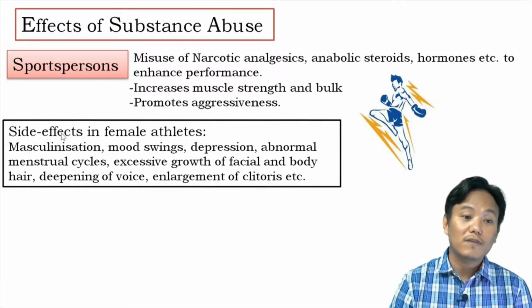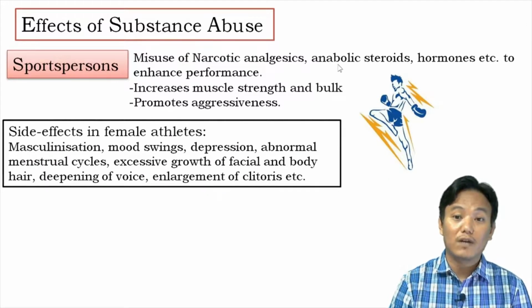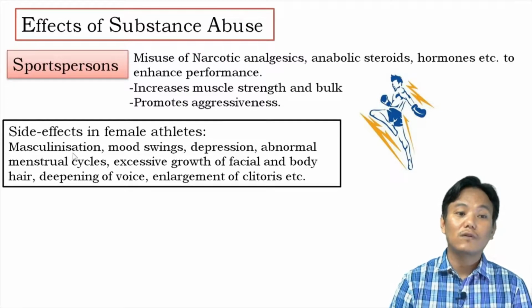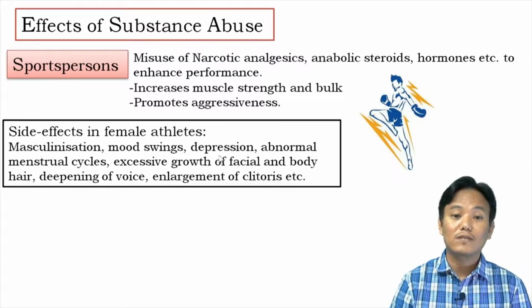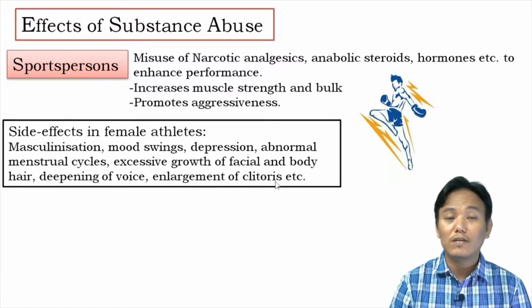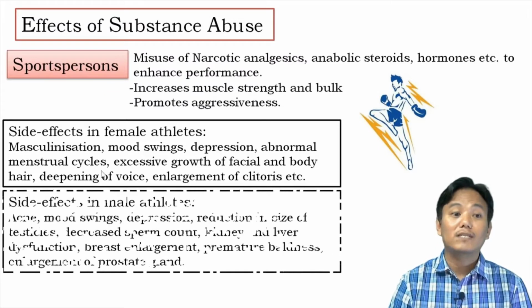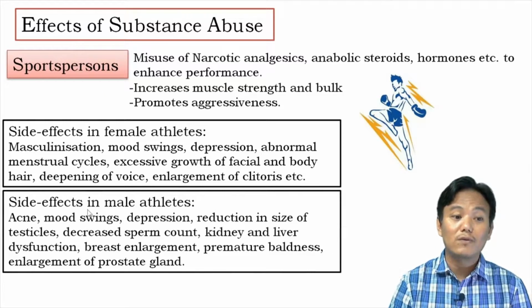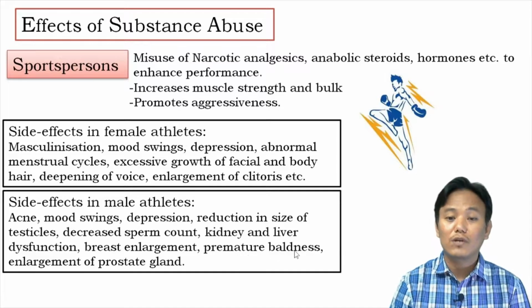Side effects in female athletes by misuse of anabolic steroids include masculinization, mood swings, depression, abnormal menstrual cycle, excessive growth of facial and body hair, deepening of voice, enlargement of clitoris, etc. And side effects in male athletes include acne, mood swings, depression, reduction in size of testicles, decreased sperm count, kidney and liver dysfunction, breast enlargement, premature baldness, enlargement of prostate gland, etc.